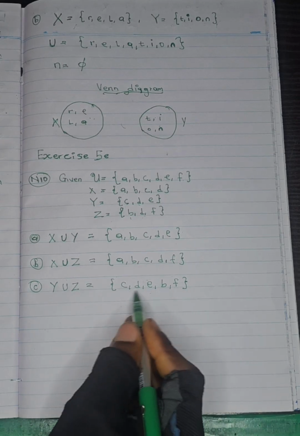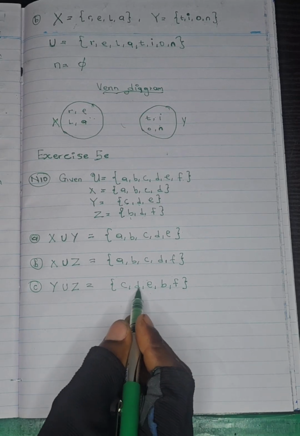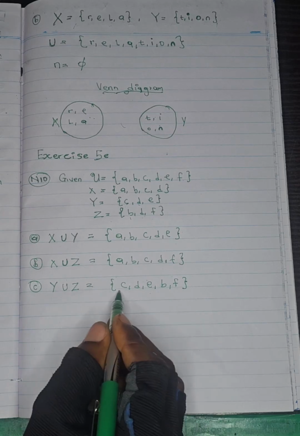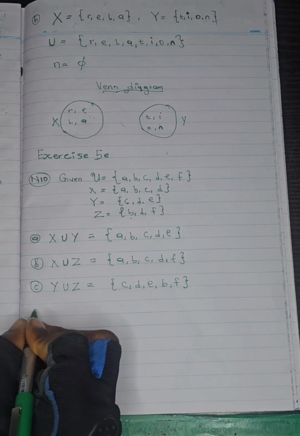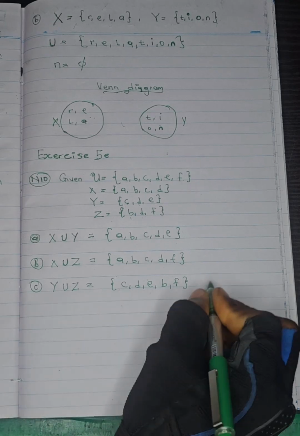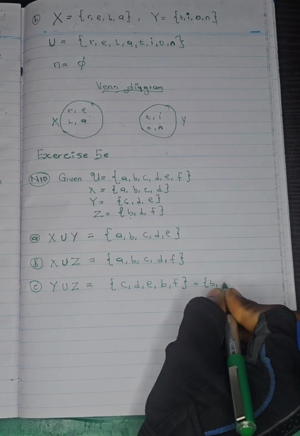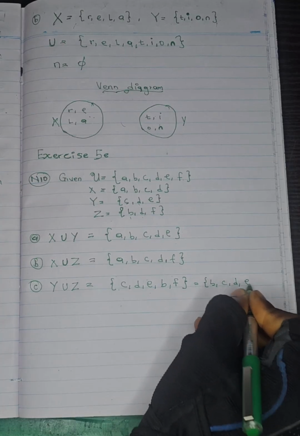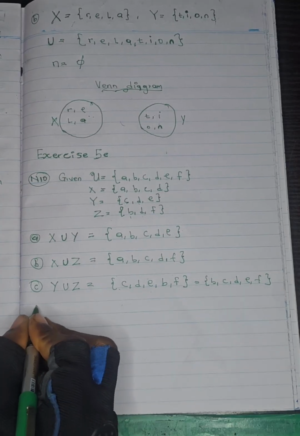Mind you, the rearrangement of a set does not affect it. If we are to make this alphabetical, it's supposed to be B, C, D, E, and F. This B is supposed to be here, but the arrangement of a set does not affect it. So if you get this, it's still correct. Or you can just rewrite it so it will be more organized: B, C, D, E, and F. So let's go to the next one.